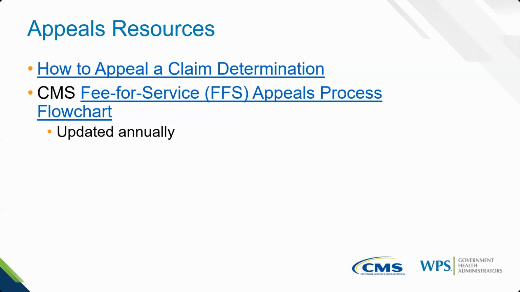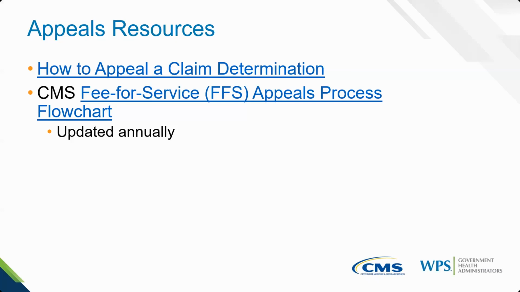The second resource here on this slide, and you can link to it if you download the electronic version of these presentation materials, is a resource that's updated annually. It is CMS's Fee-for-Service Appeals Process Flowchart. What I particularly like about this flowchart is it shows you the time frames for level 1, when you need to submit your request by.